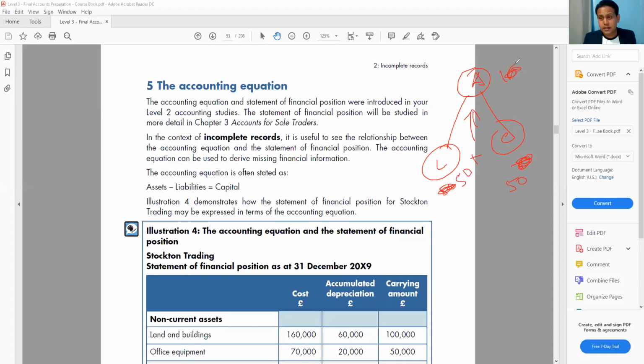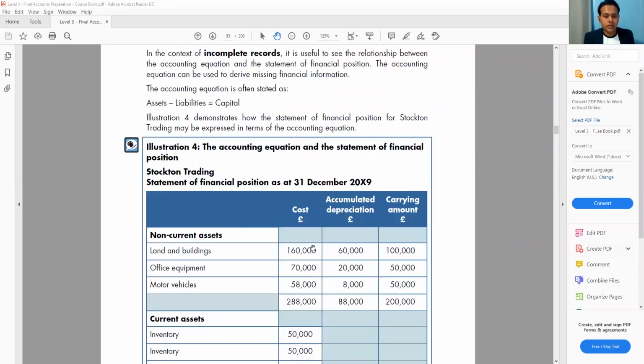Maybe the question doesn't give you the asset. They'll tell you the capital is 50 and the liability is 50. How much is the asset? We need to add them. That means 100. So asset is the total combination of the liability and the capital. If I add capital and liability, that will give me the asset. If I have two, I can find the third one. So if you remember this one, asset equals liability plus capital, you can find anything. Obviously, the question will give you something missing, and you can find it out if you know this accounting equation.